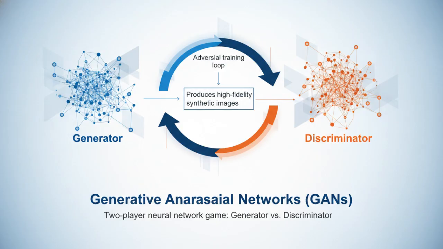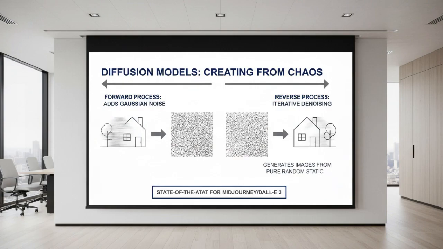Eventually, the forger, the generator, becomes so skilled that the detective can no longer tell the difference between the fake and the real masterpiece. This adversarial process produces incredibly high-fidelity results, particularly in the realm of deepfakes and high-resolution synthetic imagery. The current state-of-the-art in image generation, used by tools like Midjourney and Stable Diffusion, is the diffusion model.